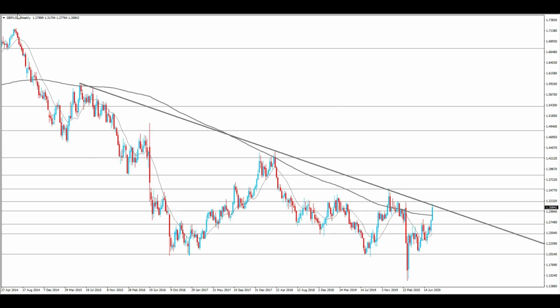So if I zoom out on the weekly, you can see that we've had this support area in the market where price has been testing since 2016 and failing to break.